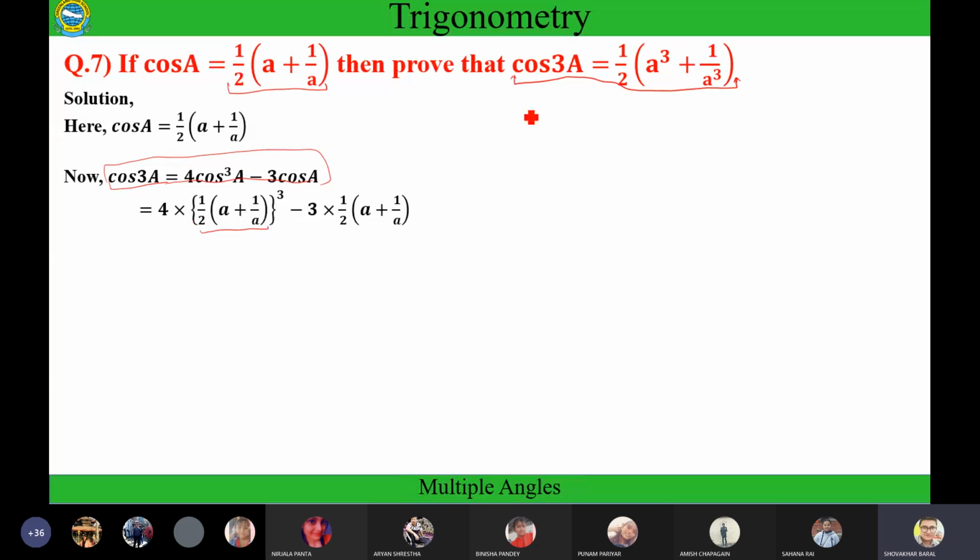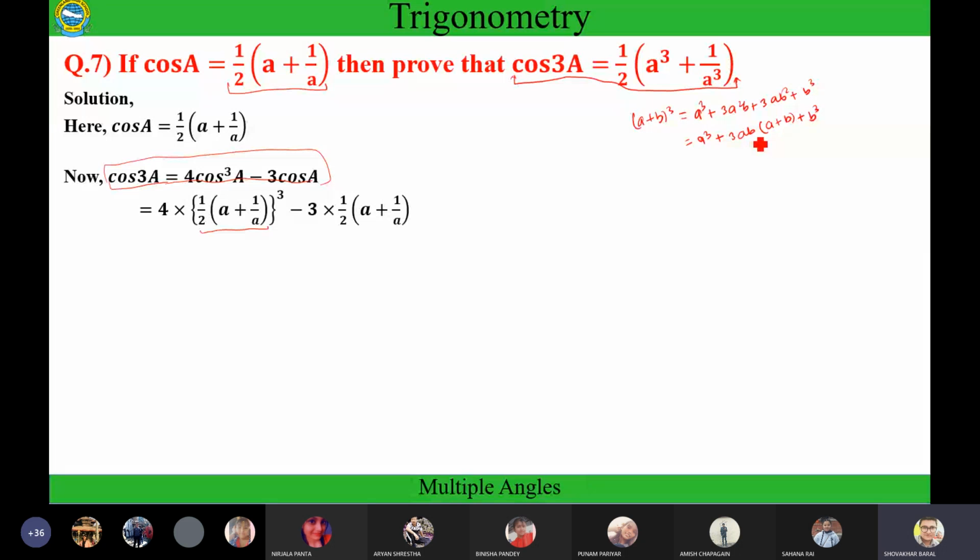Now let's use the formula of (a plus b) whole cube. The formula of (a plus b) whole cube is a cube plus 3a square b plus 3ab square plus b cube. This is the formula you have studied. Let's do a slight modification. It will be a cube plus 3ab (a plus b) plus b cube.